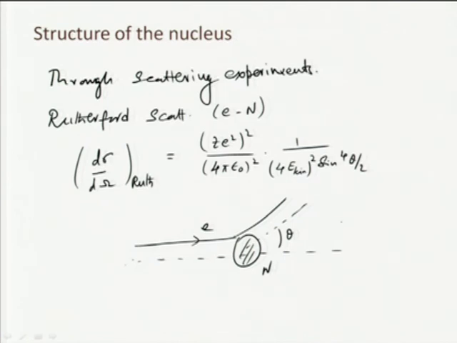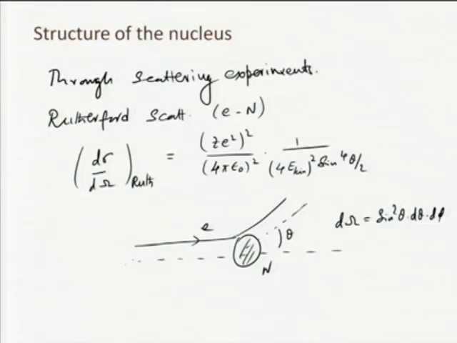And the solid angle, just to remind you in case some of you have forgotten what a solid angle is, is basically sin theta d theta d phi in polar coordinates, or it is basically the area of a cap of radius r divided by r square.